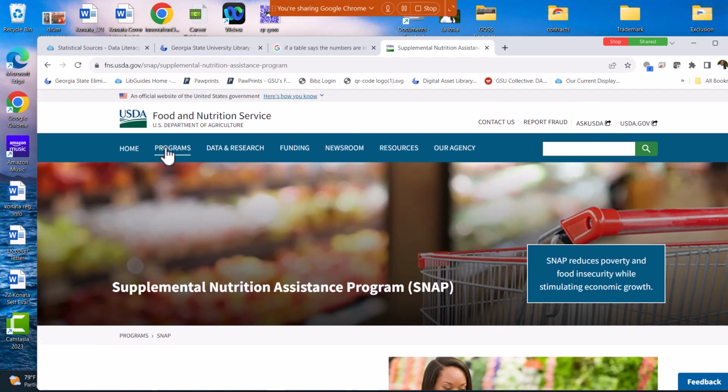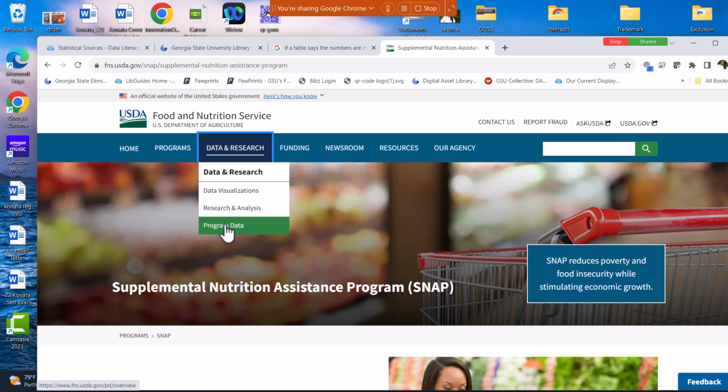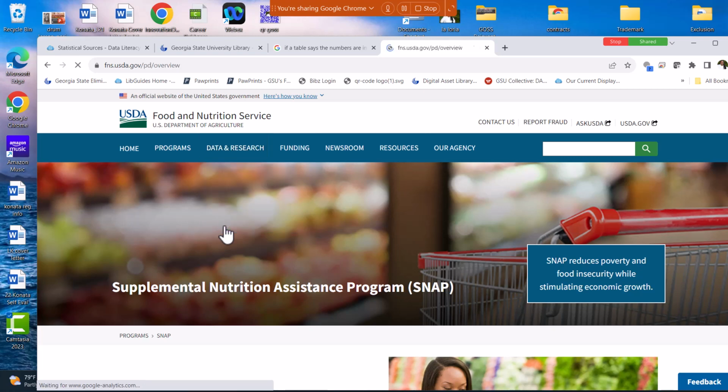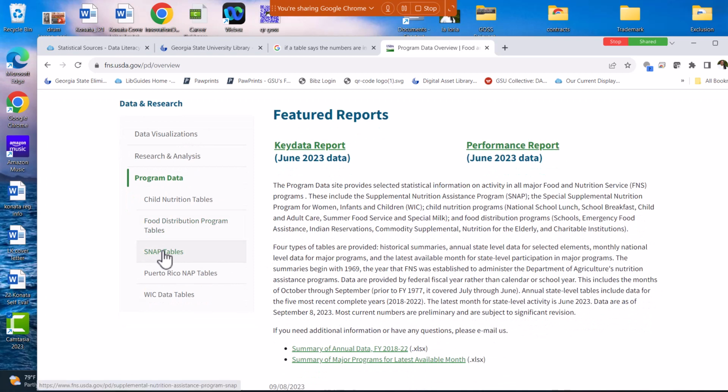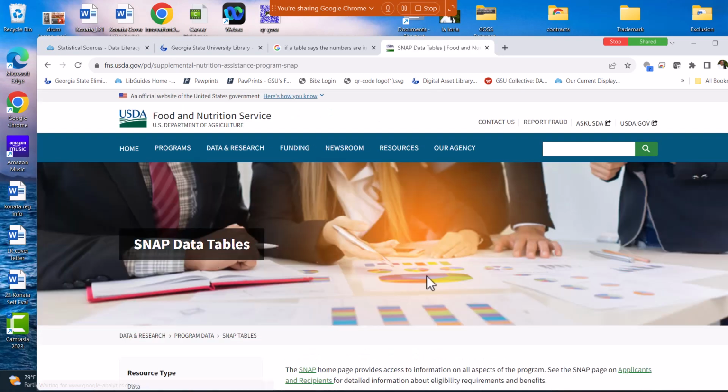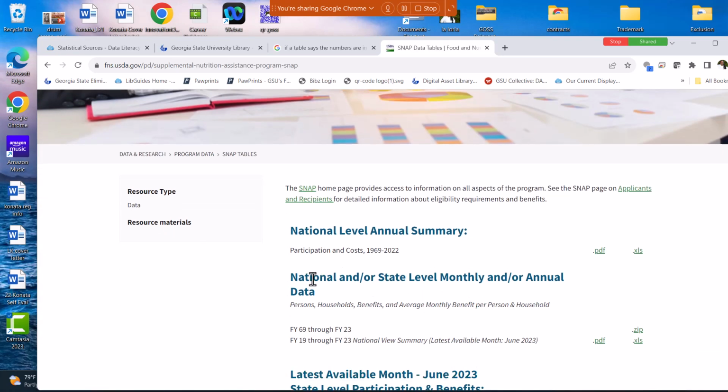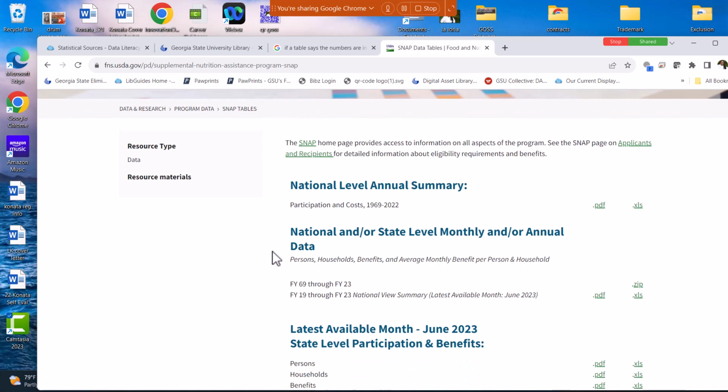Okay. So we have programs, data, research. And let's look at program data because SNAP is a program. We want to find the data for that. SNAP tables. Okay, so this is perfect. And let's look at participation. Okay, this is the cost of the program.